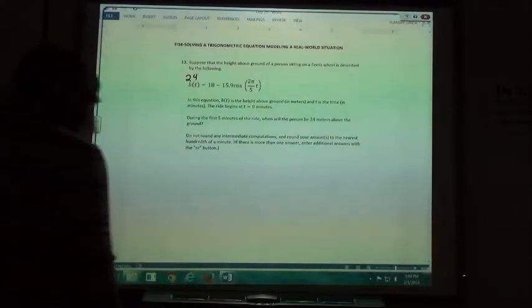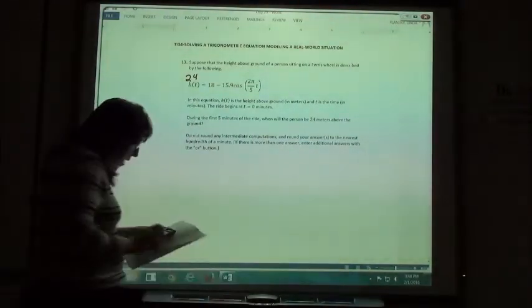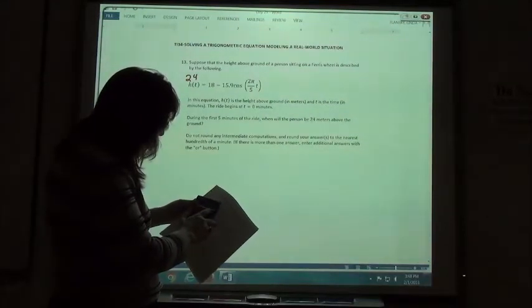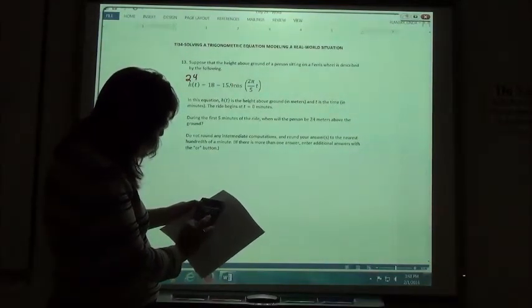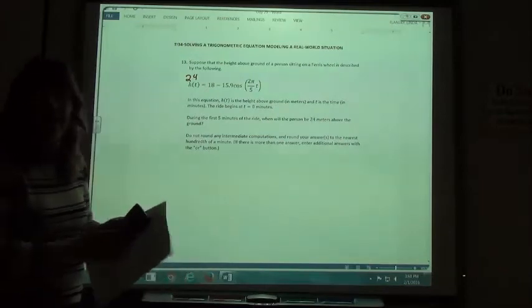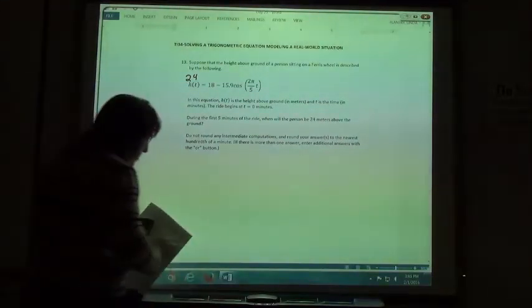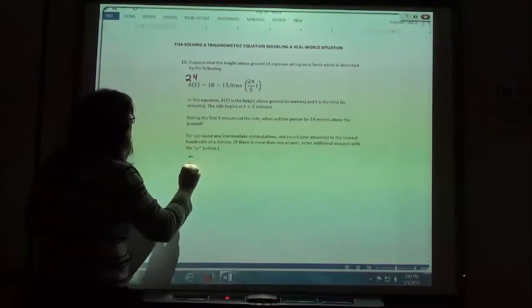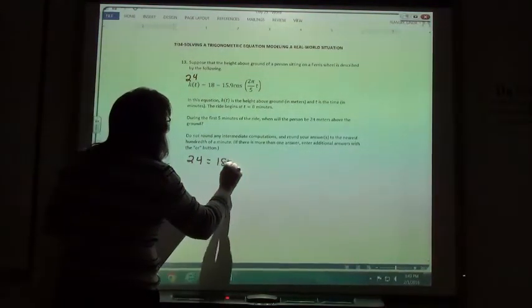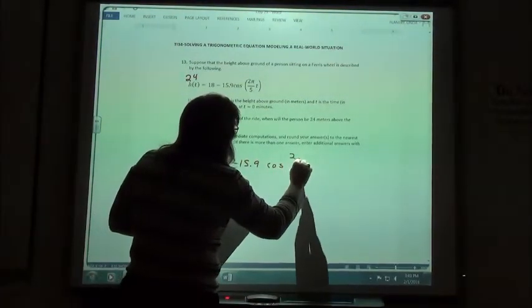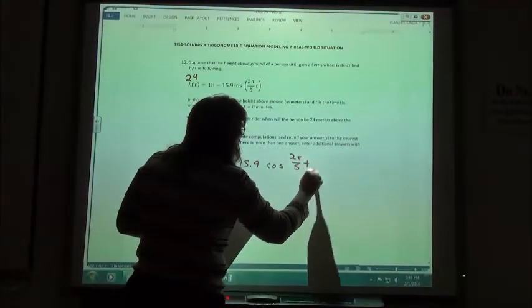You guys will know. And so on my calculator, again, if you have the Casio, you're going to hit mode, and hit 2 so that you're in radians instead of degrees. Mode 2 puts you in radians. So my equation says 24 equals 18 minus 15.9 times the cosine of 2 pi over 5t.